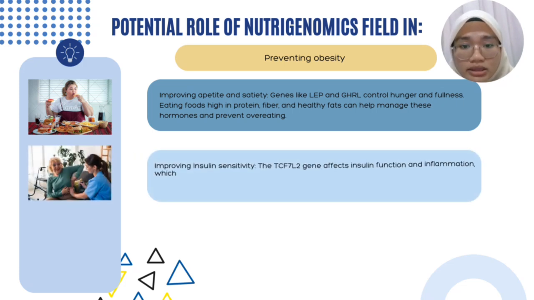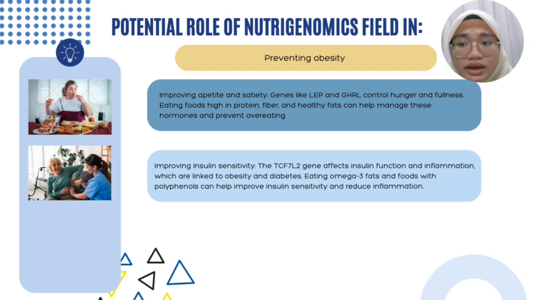Next, improving insulin sensitivity. The TCF7L2 gene affects insulin function and inflammation, which are linked to obesity and diabetes. Eating omega-3 fats and foods with polyphenols can help improve insulin sensitivity and reduce inflammation.